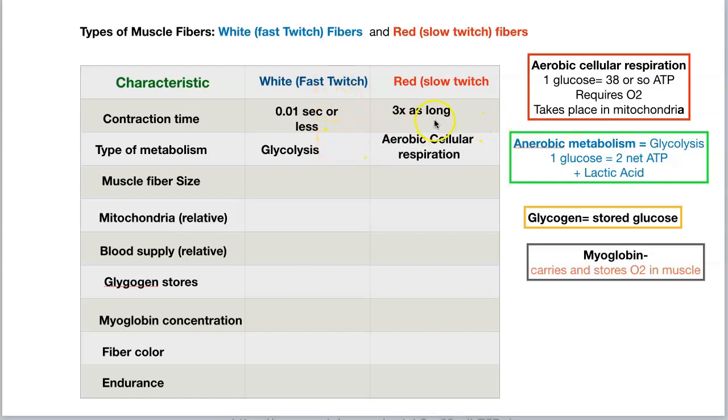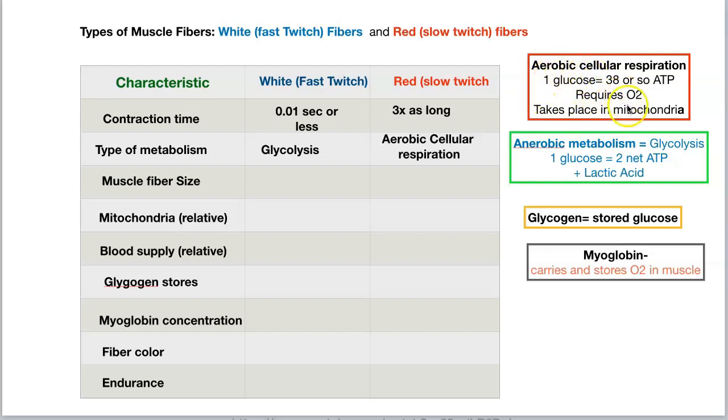That's the white fast twitchers. Now the red slow twitch muscle fibers, they will have aerobic cellular respiration. Aerobic means what? It's oxygen dependent. You have to have oxygen. If you remember in biology, the Krebs cycle and the electron transport chain and all that, we will take an aerobic cellular respiration. You will take one glucose molecule and you will convert it into 36, 38 ATP per that one glucose.